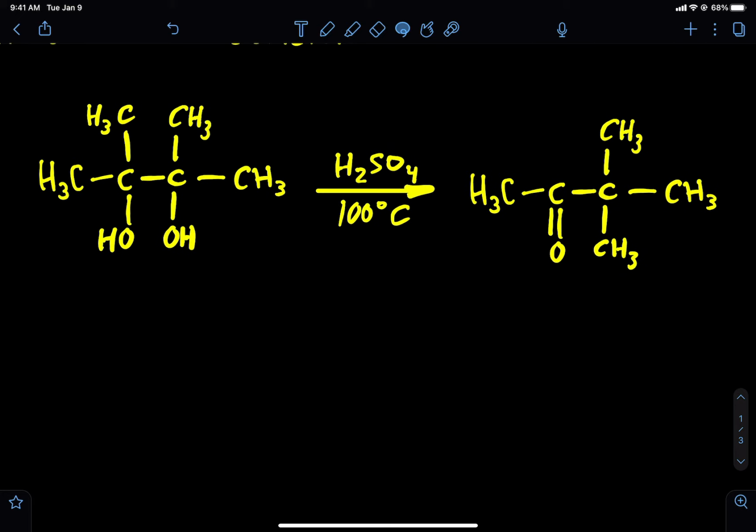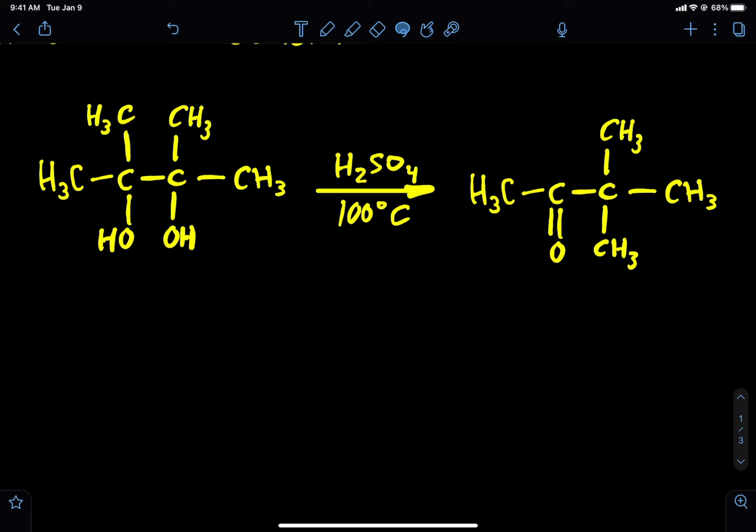If I zoom in here, we can see that two major things are happening. First of all, one of the alcohols is being transformed into a carbonyl. I guess it's really three things. One of the alcohols is being transformed into a carbonyl. One of the alcohols is gone in the product. We're losing an alcohol somewhere. And one of the methyl groups is migrating from one carbon to the other.